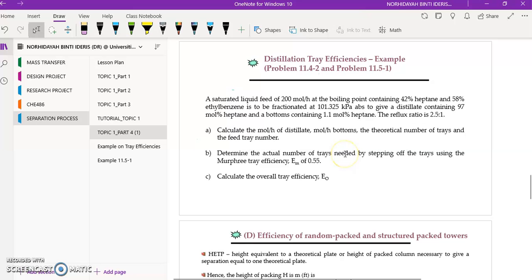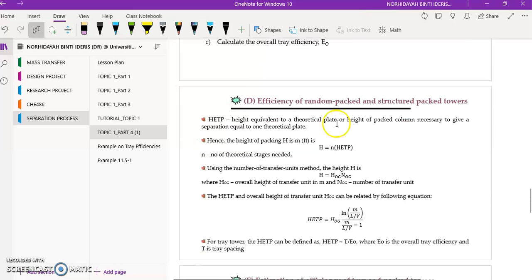Now we straight away go to the efficiency of random packed and structured packed towers. So this is the HETP. You know that the definition of HETP is the height equivalent to a theoretical plate. In order for you to find the height of packing, which means how tall your column will be, this is the equation that you're going to use.